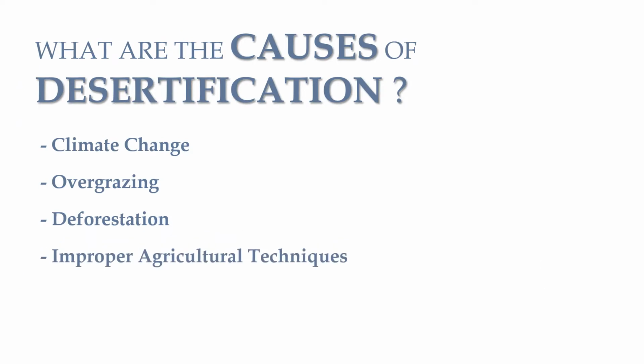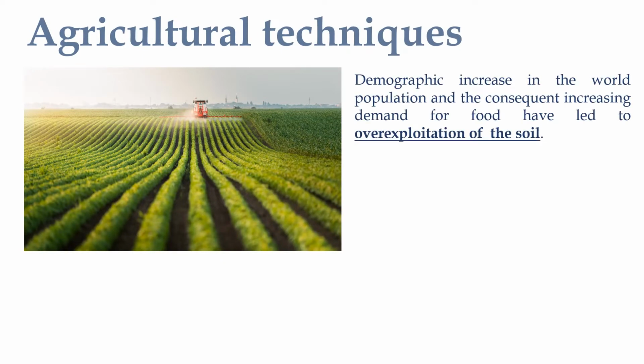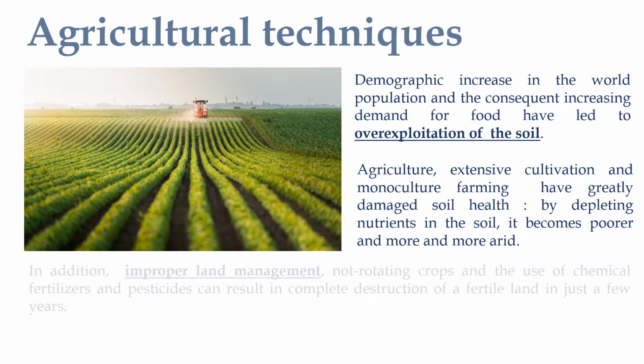Agricultural techniques. Demographic increase in the world population and the consequent increasing demand for food have led to overexploitation of the soil. Agriculture, extensive cultivation, and monoculture farming have greatly damaged soil health. By depleting nutrients in the soil, it becomes poorer and more arid.